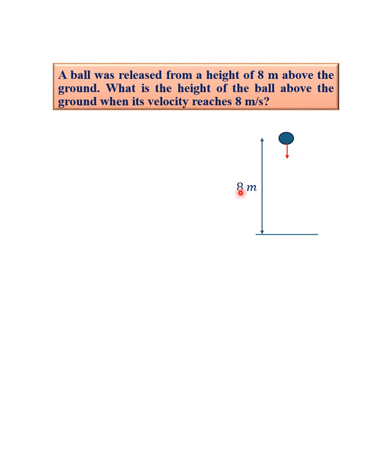The ball is 8 meters from the ground and it was released, so the ball is falling down. Now we are told that the speed of the ball reaches 8 meters per second. So when the ball falls to this point, its speed reaches 8 meters per second. We are told to find the height of the ball at this point from the ground. Let's call the height h. So the ball is released from 8 meters height. It falls until its velocity gets to 8 meters per second. What would be the height of the ball above the ground when the speed is 8 meters per second? That's basically what the question is saying.